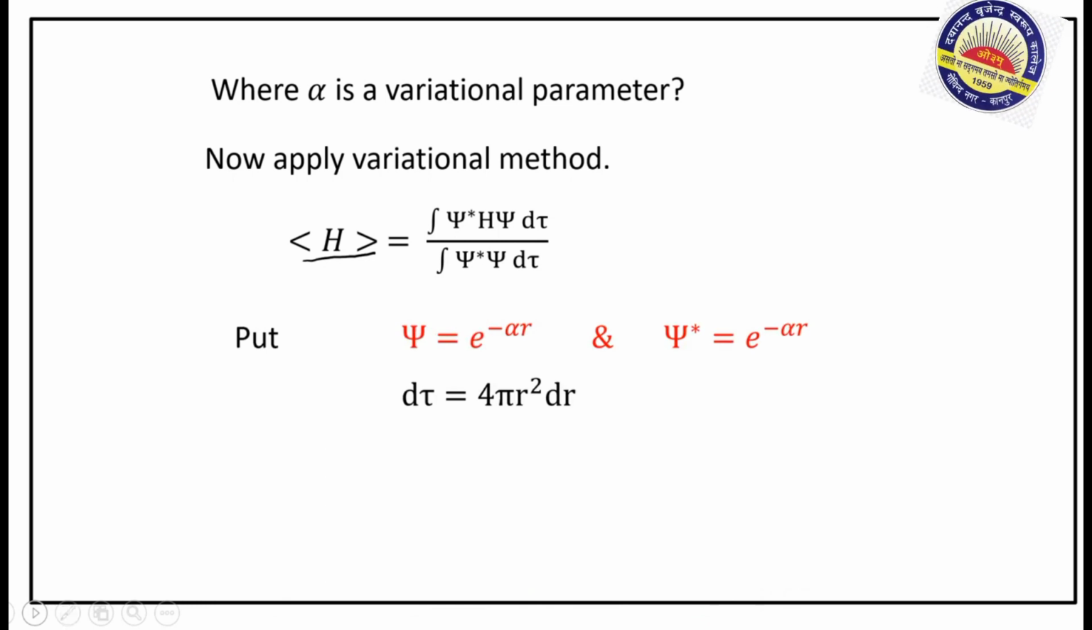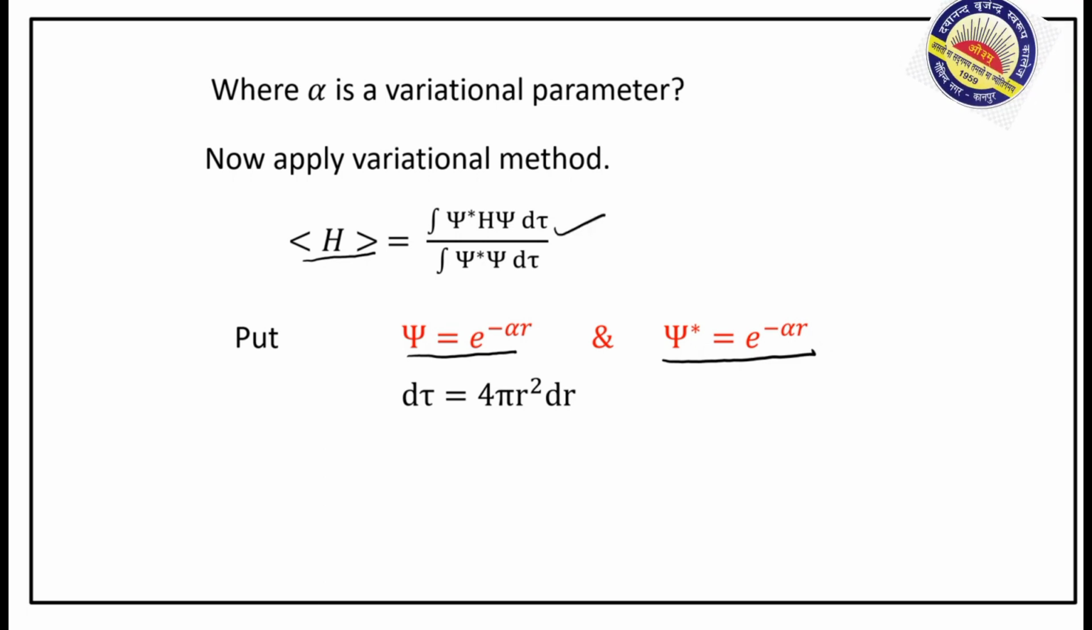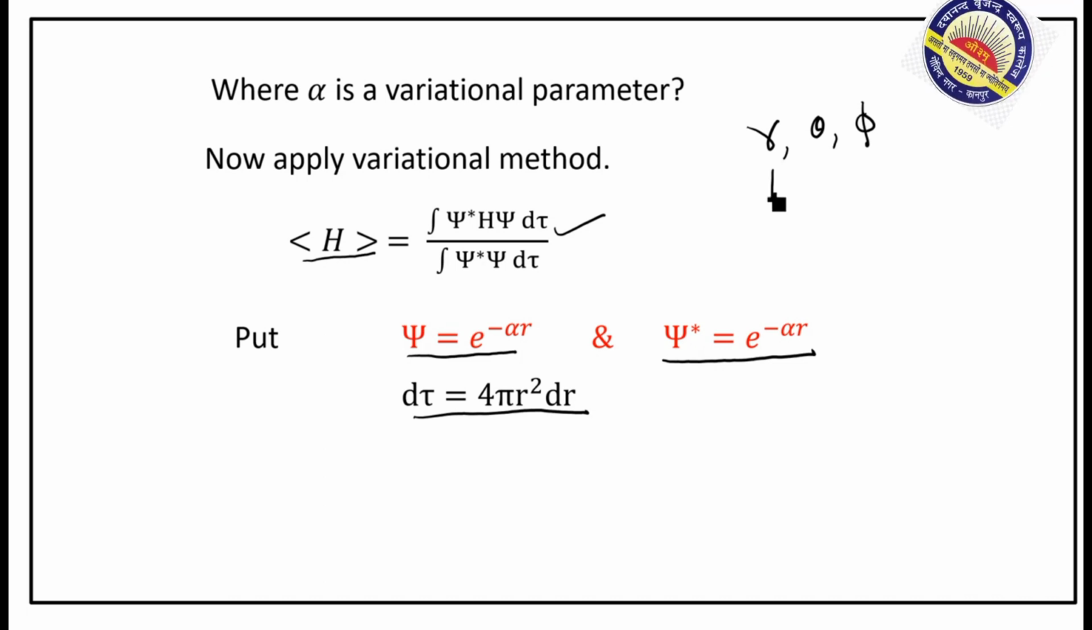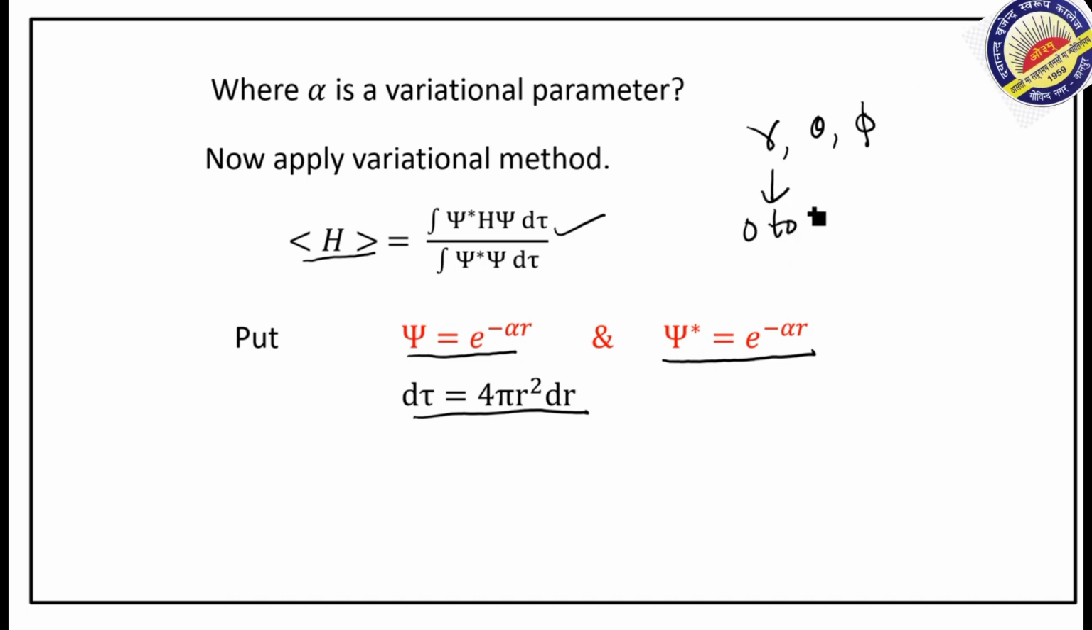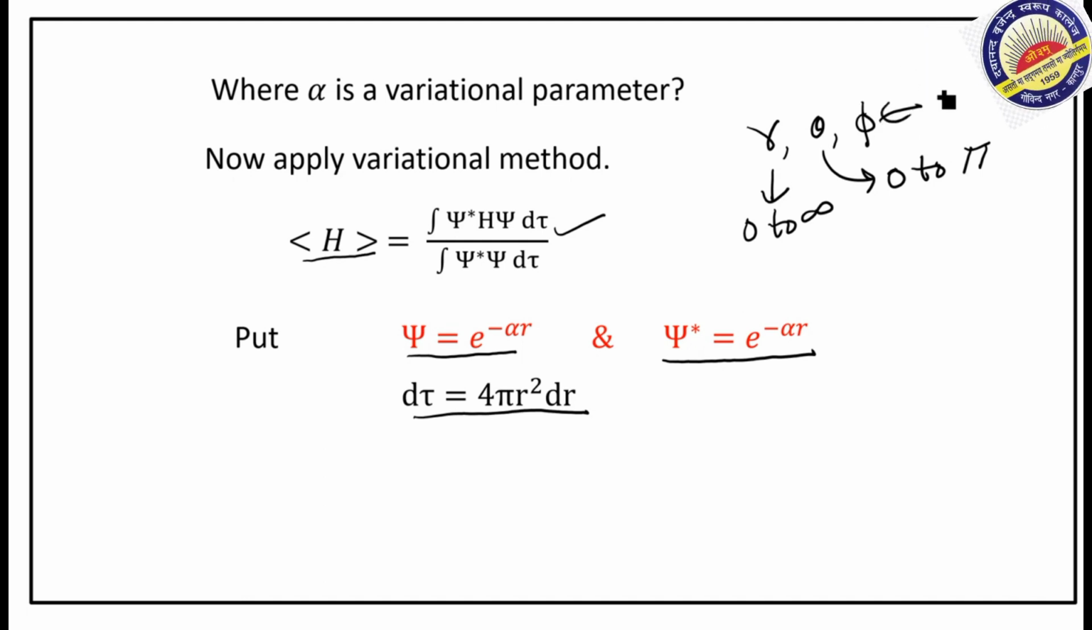Put the trial wave function psi, e to the power minus alpha r, and its conjugate psi star, e to the power minus alpha r, and the volume element d tau. In spherical polar coordinates, d tau is equal to 4 pi r squared dr. The spherical polar coordinates are r, theta, phi, where r varies from 0 to infinity, theta varies from 0 to pi, and phi varies from 0 to 2 pi.